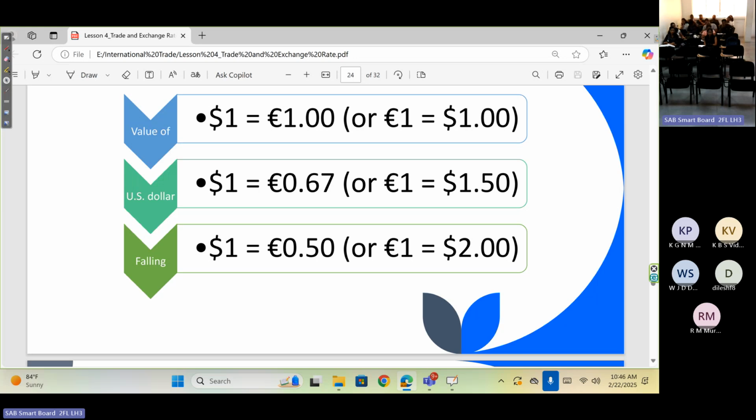That means the euro strengthened and the dollar is weak. Looking at the above example.